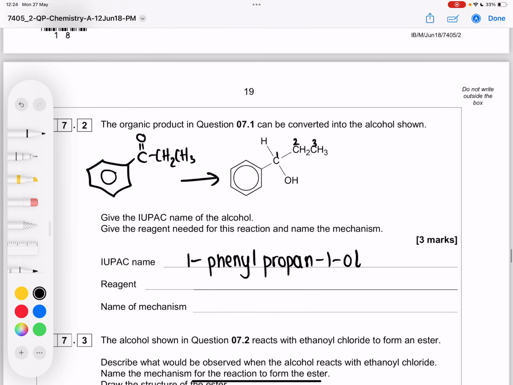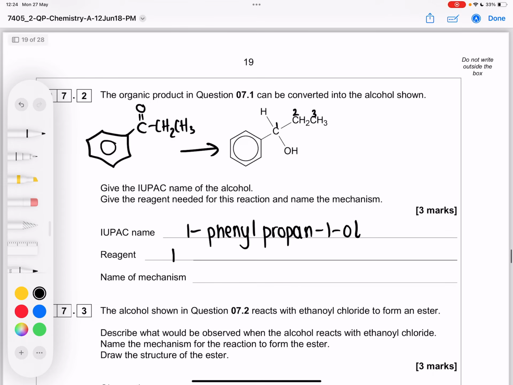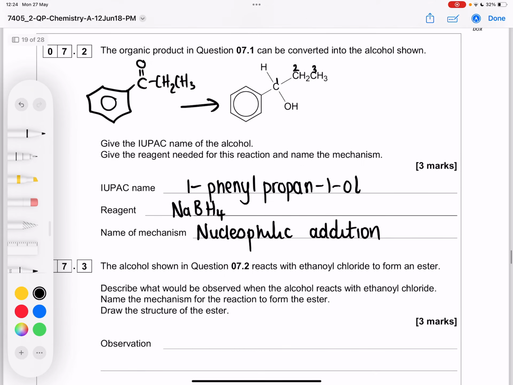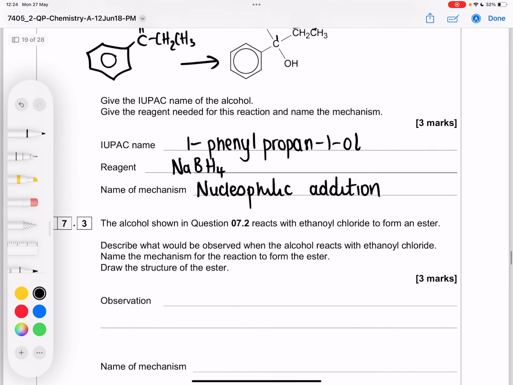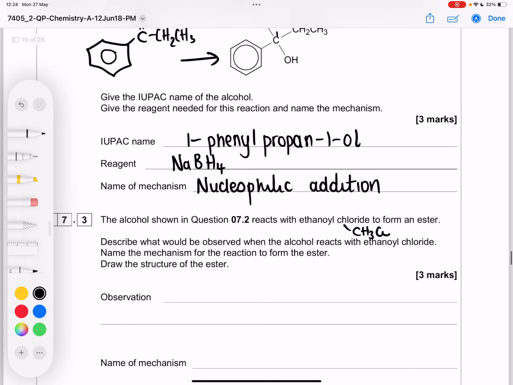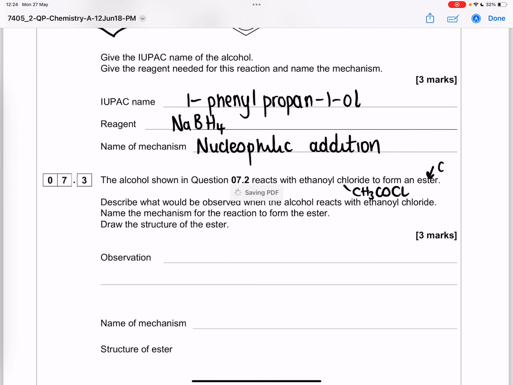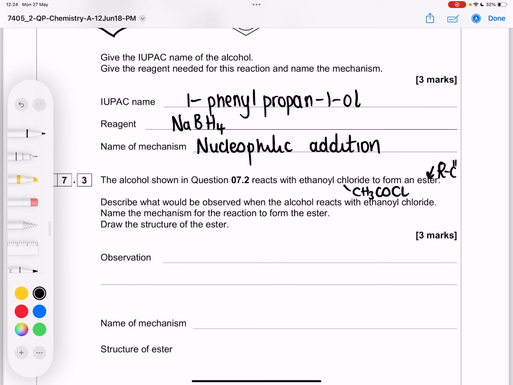propan-1-ol. Now the reagent needed for this reduction is sodium borohydride. And the name of our mechanism, it's aldehydes and ketones mechanism, it's called nucleophilic addition. And then it says that the alcohol can react with ethanoyl chloride, CH3COCl, to form an ester. Okay, so that's where we have like R, C double bond O, R dash, like a different R group.